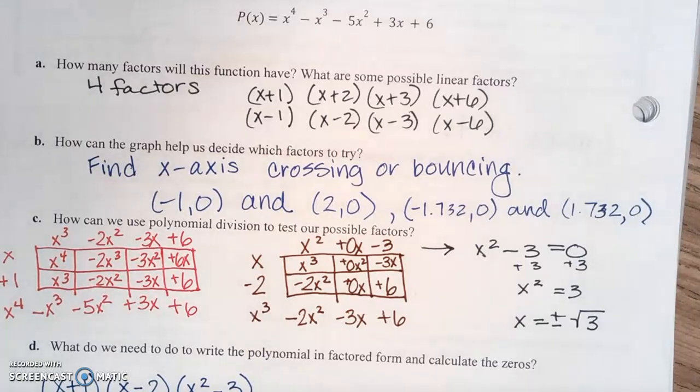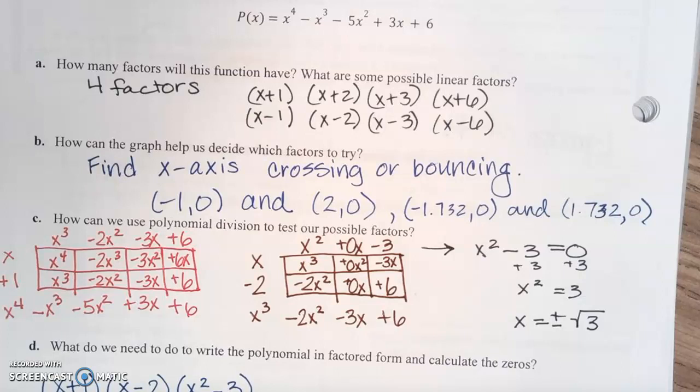The first question is, how many factors will the function have? And what are some of the possible linear factors? Okay? So for the first question, how many factors will it have? 4. How did I get that? Right, the largest degree, because it's in standard form, right? So the largest exponent, the largest degree is 4. That's how many factors it's going to have.